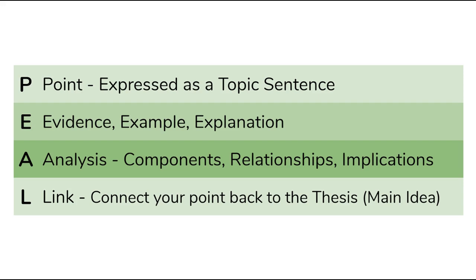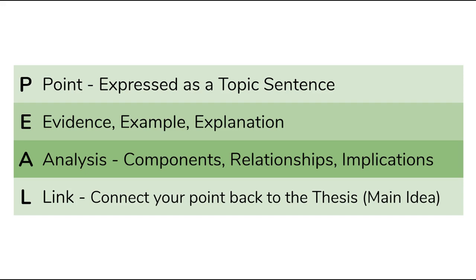At its most simple, a PEAL paragraph has 4 parts. The first is P for point, or main point. The first sentence you should write should be a topic sentence that contains the main point of your paragraph. Next comes the E sentence. This is a sentence or more that includes some evidence for your point, or an example, or an explanation.